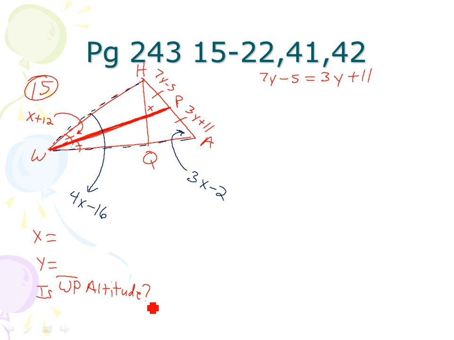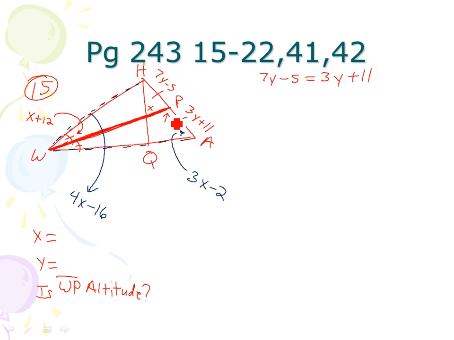To be an altitude, what would have to be true about this? What does an altitude do? It runs from the vertex to the opposite side and forms that angle. So this angle right here would have to be what kind of angle? Right, a right angle. So if we can show that that's a right angle, then we know it's an altitude. We'll do that when we get to it.